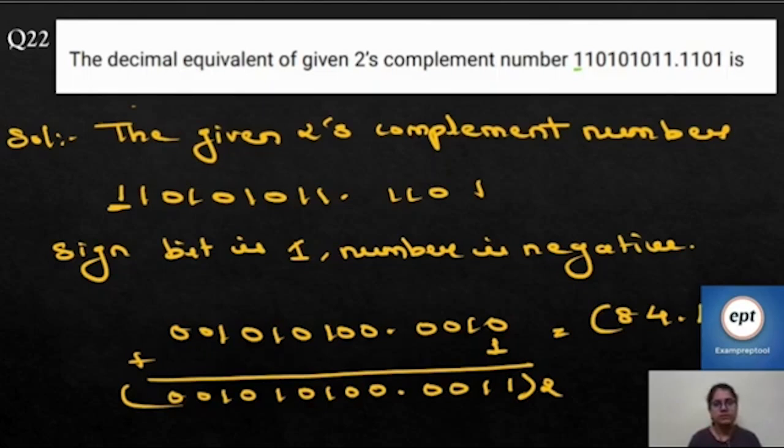So the question is asking for the decimal equivalent of the given 2's complement number. Okay, so this is the method to convert. If you check this, the number will come out like this. I hope you know the conversion. So simply you can convert this number into the decimal equivalent. And it will be a minus sign, because here we found that the number is negative. So what will be the number? Minus 84.1875 will be our answer.